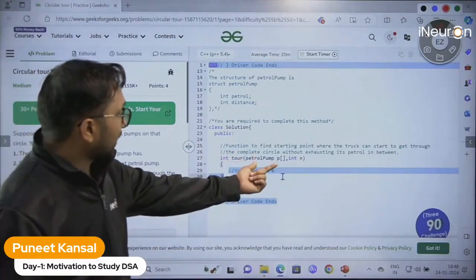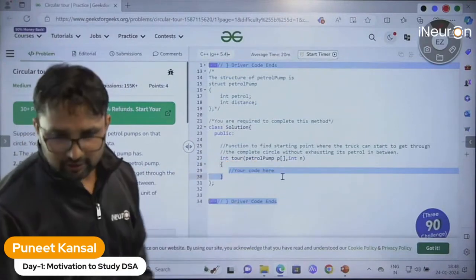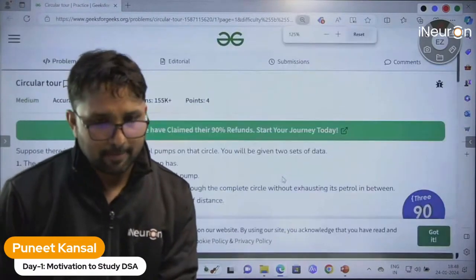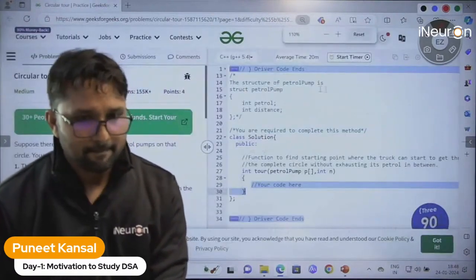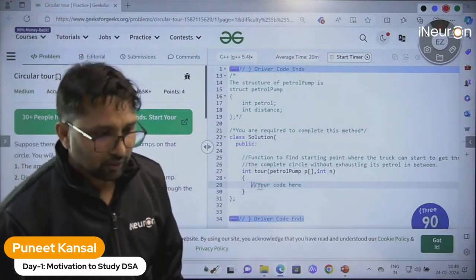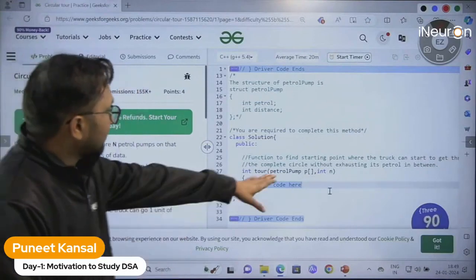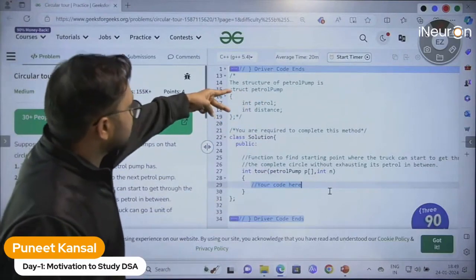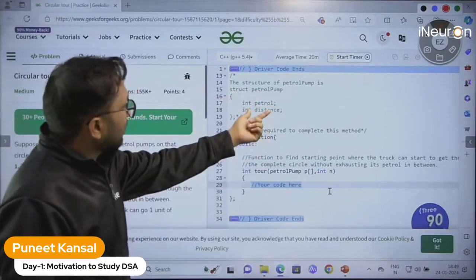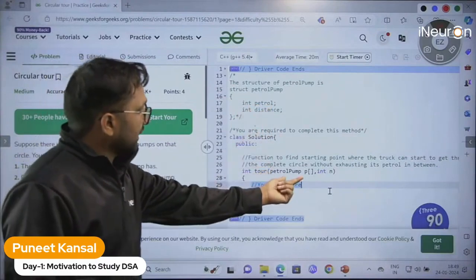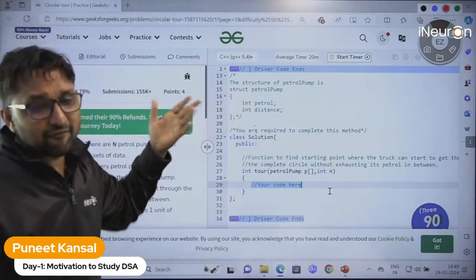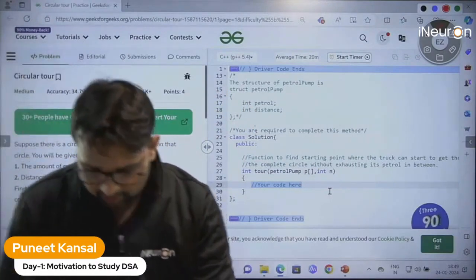So they provide us the petrol pumps. This is the array they provide us. Let me zoom it a little bit. Okay, so they provide us an array. Actually, this is an array of structure. If you know C++, don't need to worry. They provide us petrol and distance with the help of this array of structure. So we have petrol and distance for every station. Okay, that's it. Let me code it.